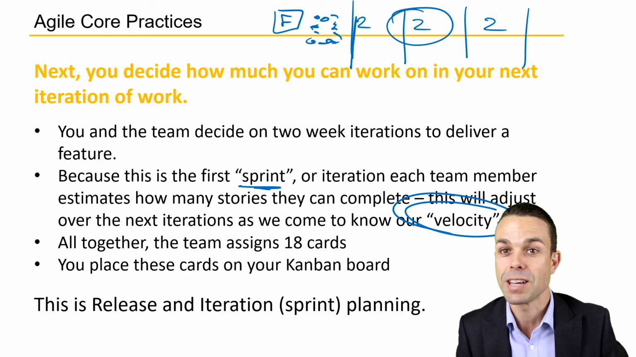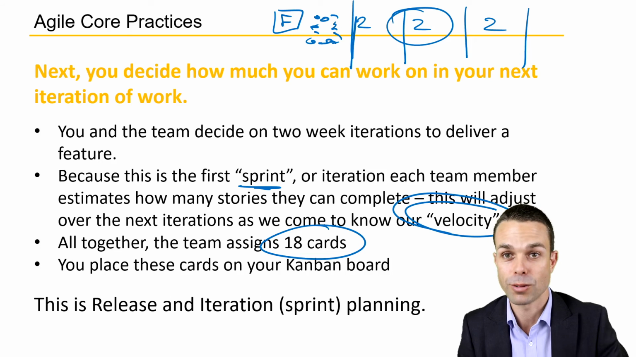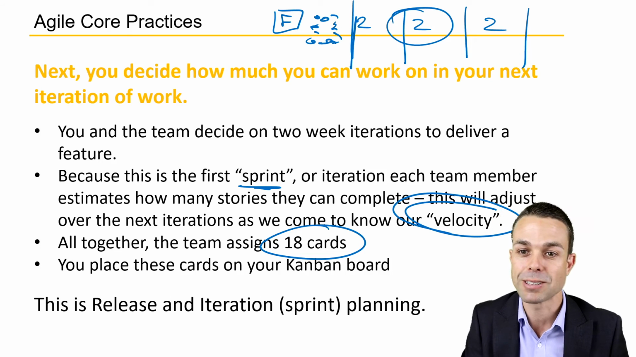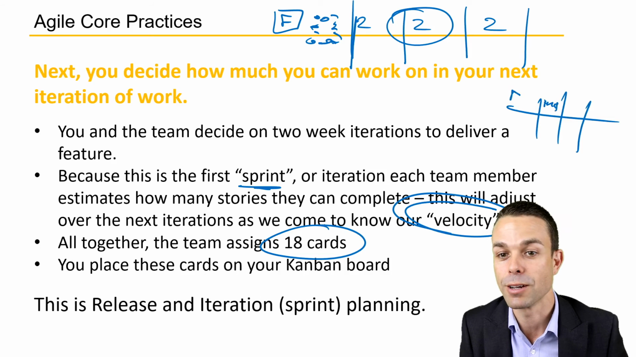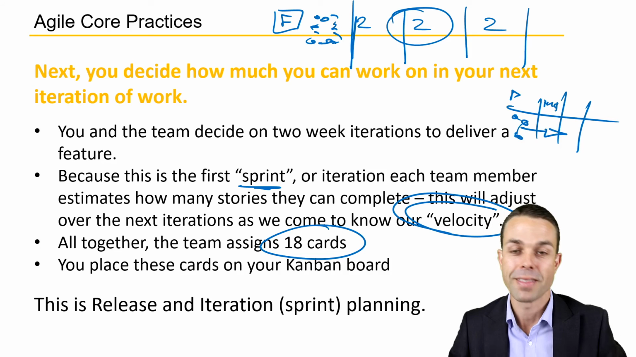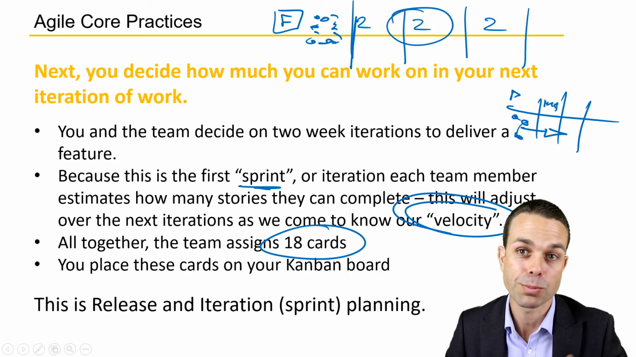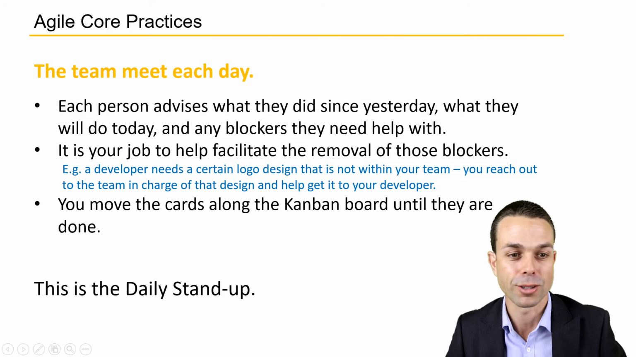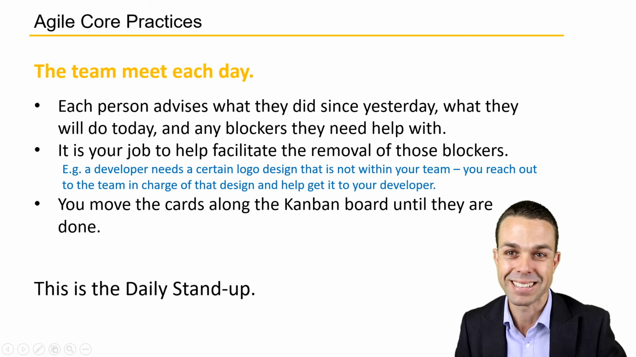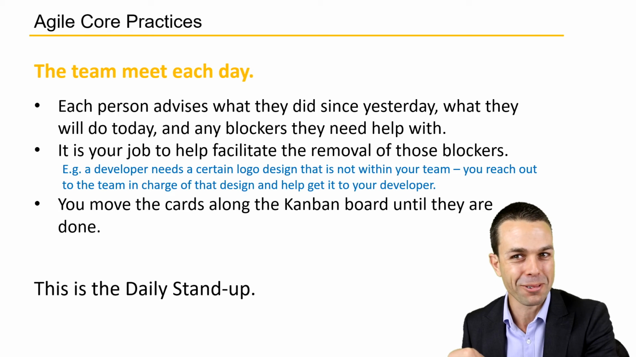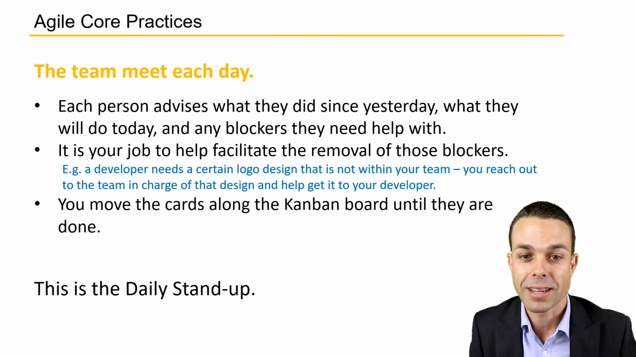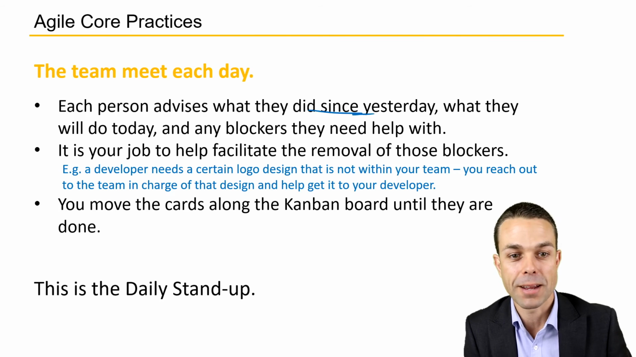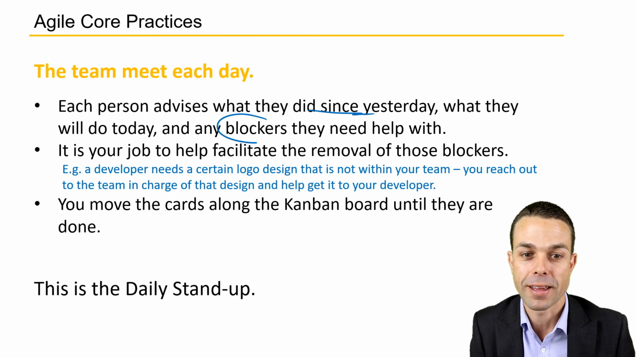So altogether, the team assigns 18 cards amongst themselves, and we place those cards onto that Kanban board in progress. They're not in the backlog anymore, now they're moving across the board in progress. This is release and iteration planning, or sprint planning, that you'll see in the Scrum methodology. Now, the team meets each day. Does this sound familiar? It's the daily stand-up, and each person advises what they did yesterday, what they'll do today, and any blockers that they need help with.